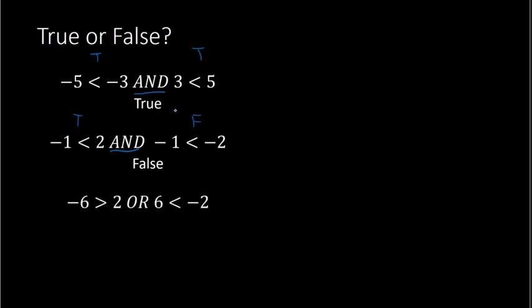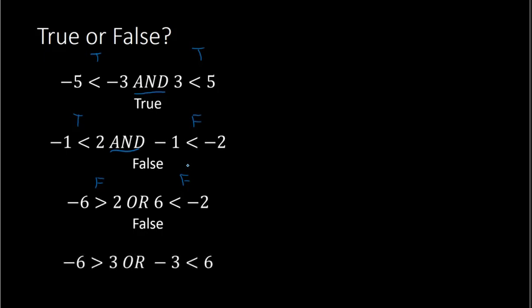Next we have an or statement. -6 is greater than 2 or 6 is less than -2. For this one, we just need one statement to be true. So here, -6 is greater than 2. That is a false statement. 6 is less than -2. That is also false. So because both are false, the entire thing is also false.